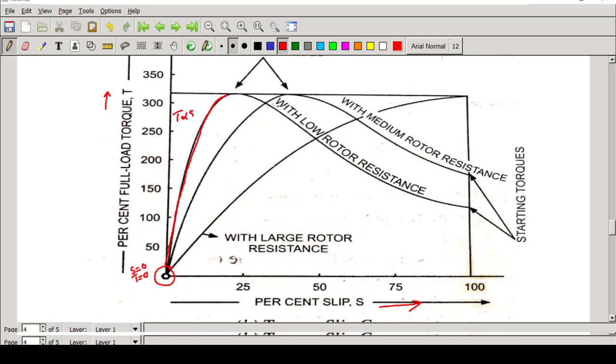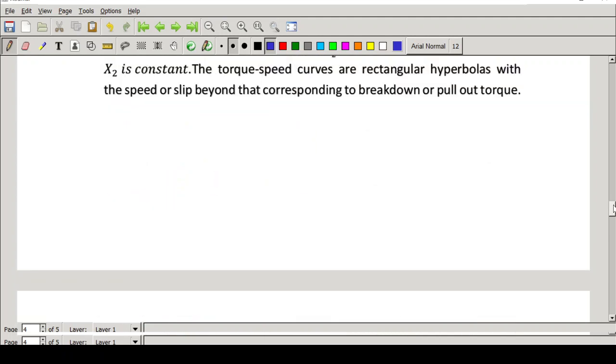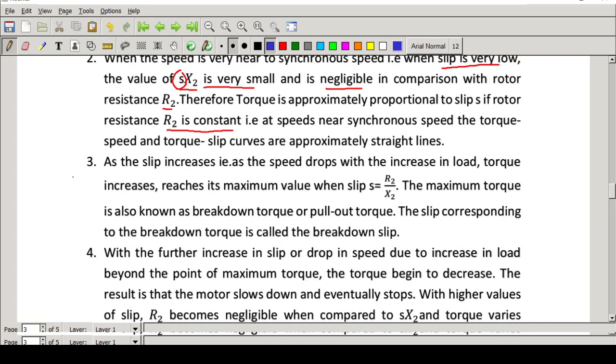Now what is the next point? The next point is the point where we are getting the maximum torque. This condition we know. In order to obtain the maximum torque, the condition is S is equal to R2 by X2. That condition we have learned. Now we will go through the next condition. This is the third condition, that is when the slip is further increasing, when its value becomes S is equal to R2 by X2, we will get the maximum torque. So now we got the maximum torque.